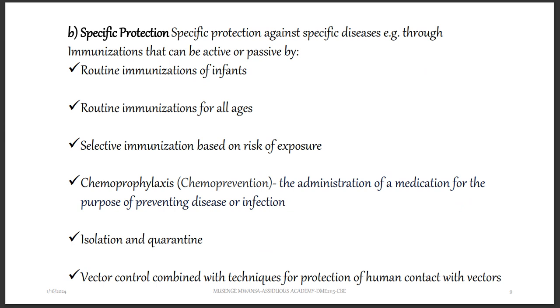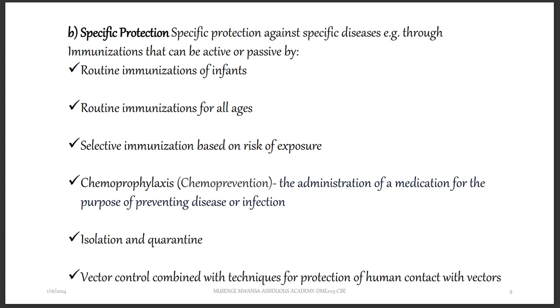For example, a person is sick. Because the person is sick, the body produces antibodies to fight that sickness. That is active. Okay. So specific protection can be even via routine immunization of infants. Say, for example, immunization against polio and these other diseases. Also, routine immunization of all ages.